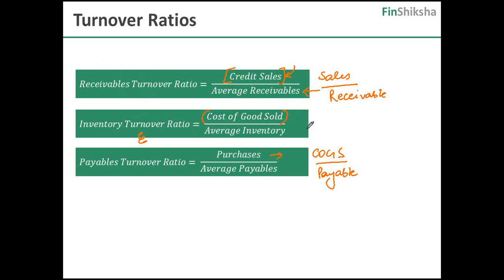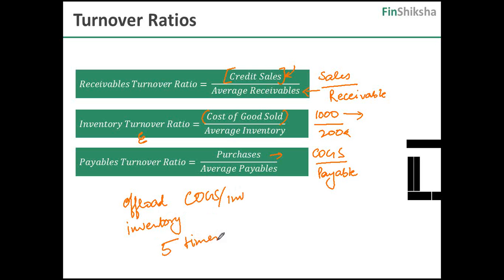If cost of goods sold of a firm is 1000 and average inventory is 200, it effectively means that they keep 1/5 of their annual cost of goods sold as inventory at any point of time. Or in another sense, they are able to offload the entire inventory. So offload inventory how many times? COGS by inventory, which is 5 times in this case. So effectively, the higher the number, the better the efficiency of the firm. That's what we are looking at in terms of understanding turnover ratios.